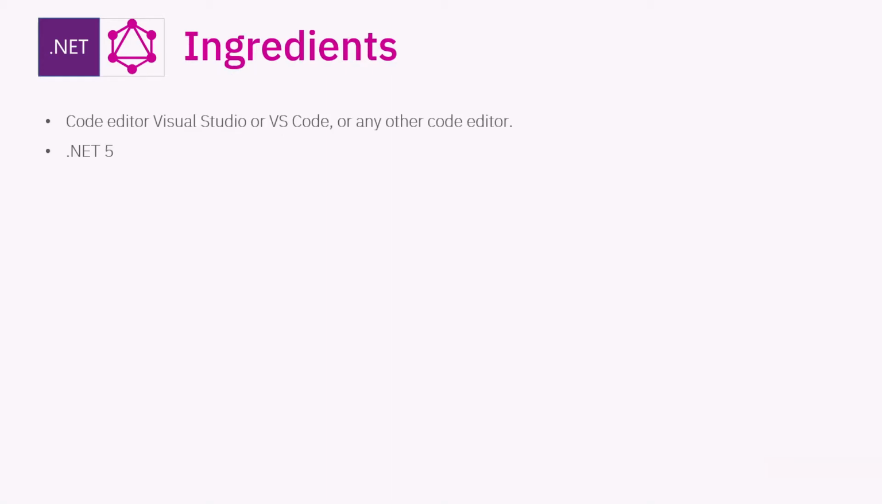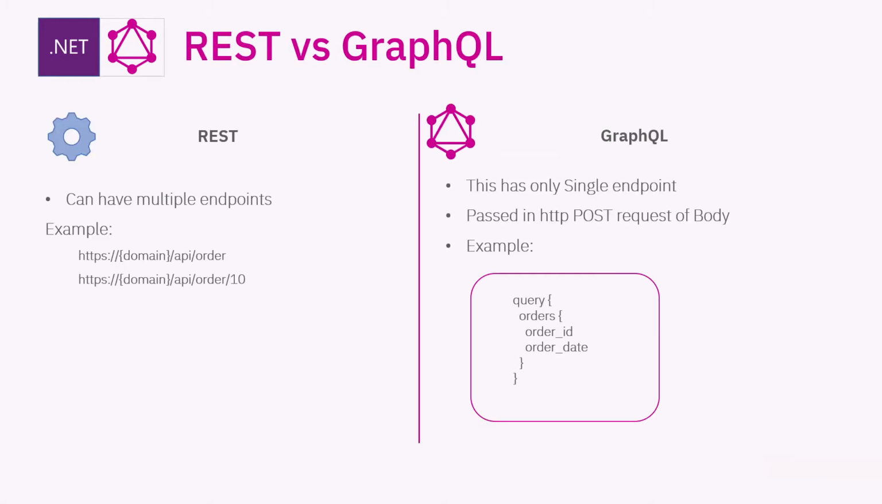So let's see what the prerequisites are. You just need a basic knowledge about APIs. That's it for this GraphQL concept. And the ingredients: you will need a code editor like Visual Studio or Visual Studio Code, or any other code editor which you prefer for your .NET development. Also we need .NET 5. We will come to this in the next session.